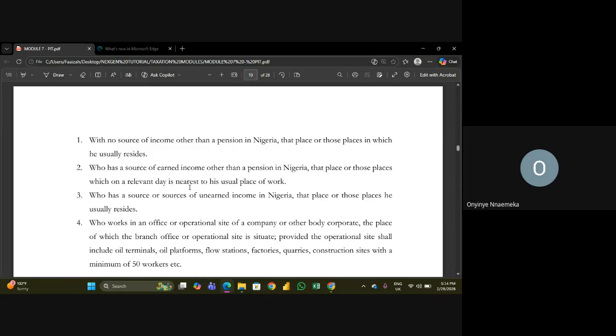The principal place for Nike now is the place that is near to her place of work. If her own personal place is the nearest to her place of work, then that will be her principal place of residence. If her parents' place is the nearest place, then her parents' place will be the principal place of residence.